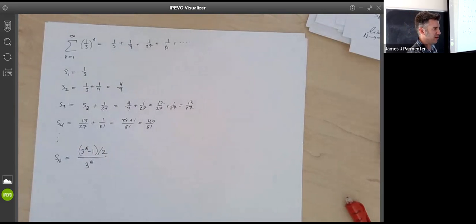How do we get that in general though? Well, there is a way. There's actually a very specific formula for these geometric series, which we'll talk about another day.